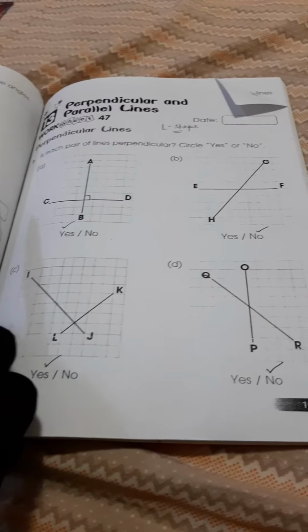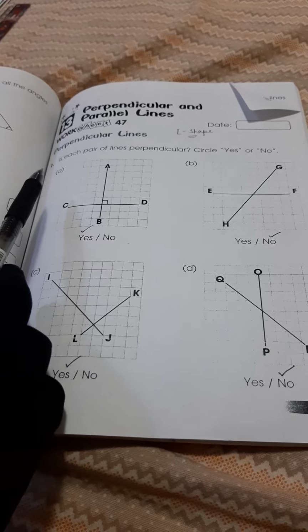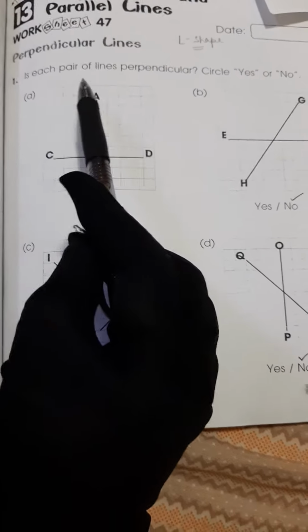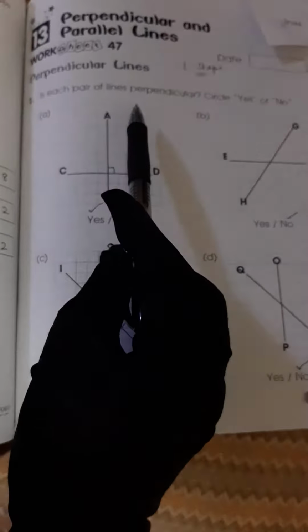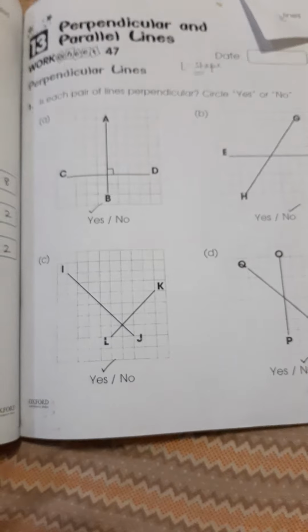Now let's see the practice book 3B, page 121. So the first question is to find whether each pair of lines is perpendicular or not. We just need to circle yes or no.